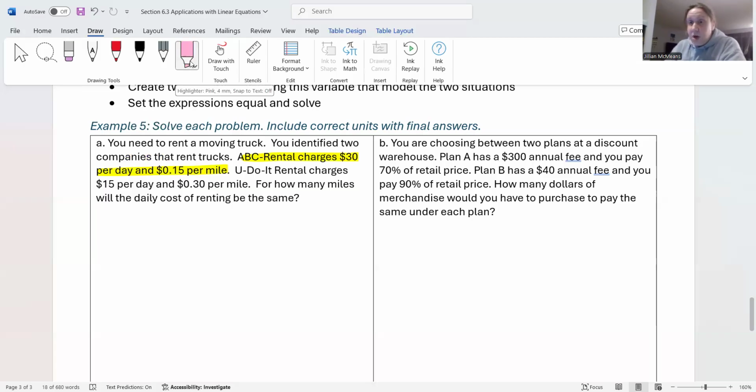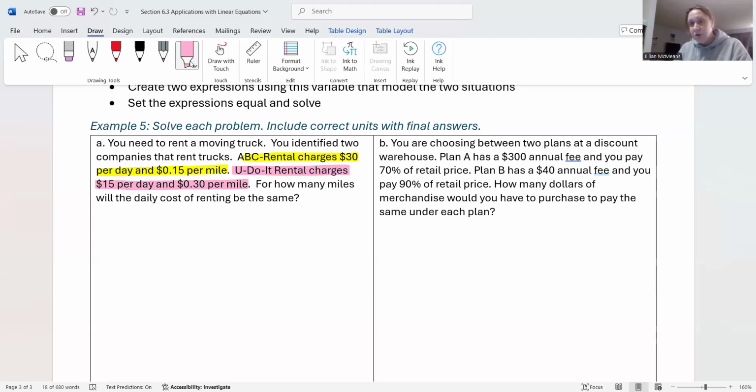You Do It Rental charges $15 a day. So they charge you less per day, but they charge you more per mile. They charge you $15 a day, but then 30 cents for every mile that you drive. You drive 1 mile or 1,000 miles, you're getting charged that $15. That's a flat fee, but every mile you drive, you get charged mileage for that. So You Do It Rental charges $15 a day, 30 cents per mile. Okay. So that's the two really important pieces of information here.